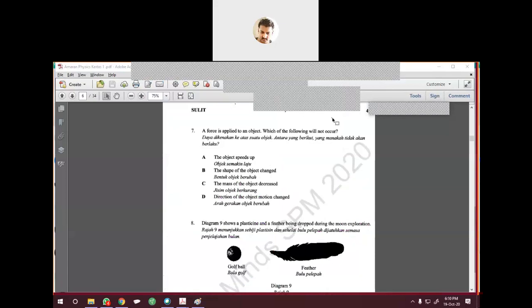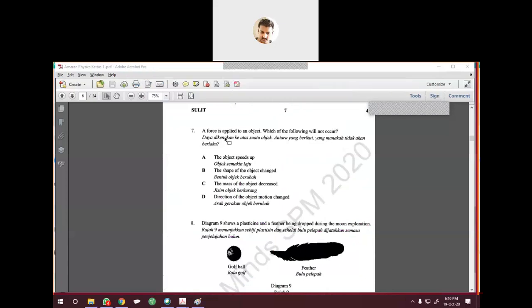Okay, next one, number 7. A force is applied on an object. Which of the following will not occur? So, will the object speed up? Yes. Why?